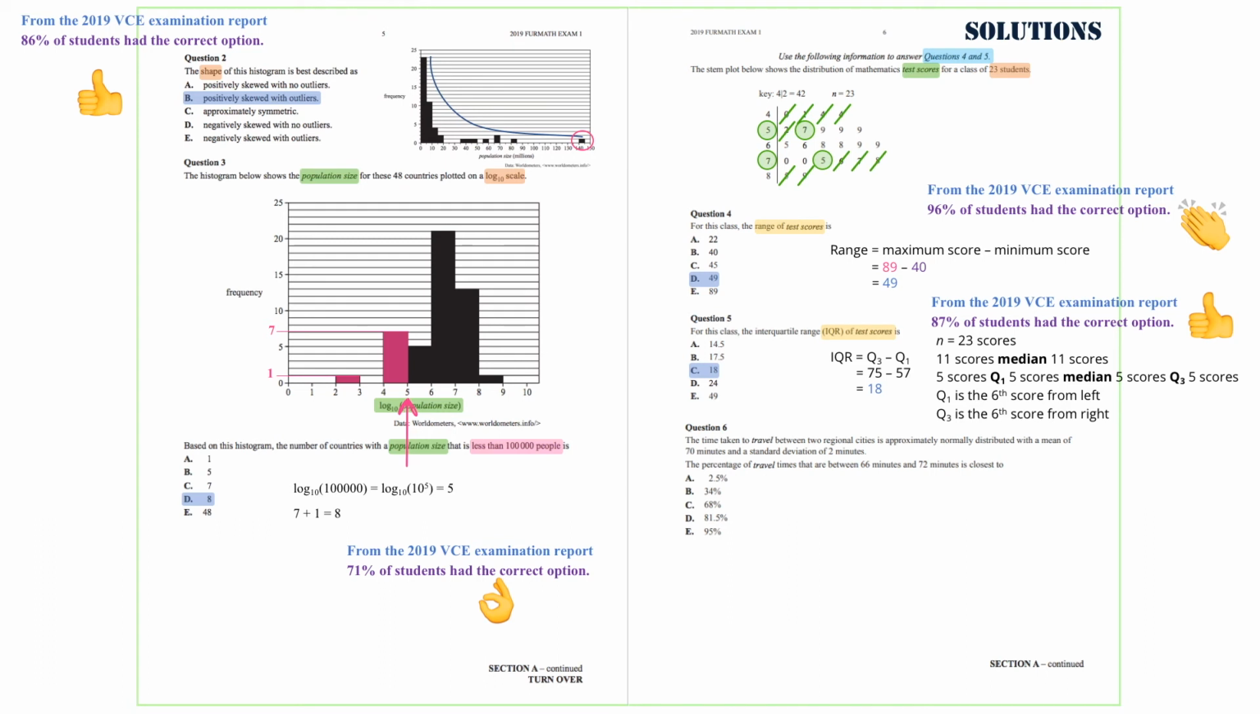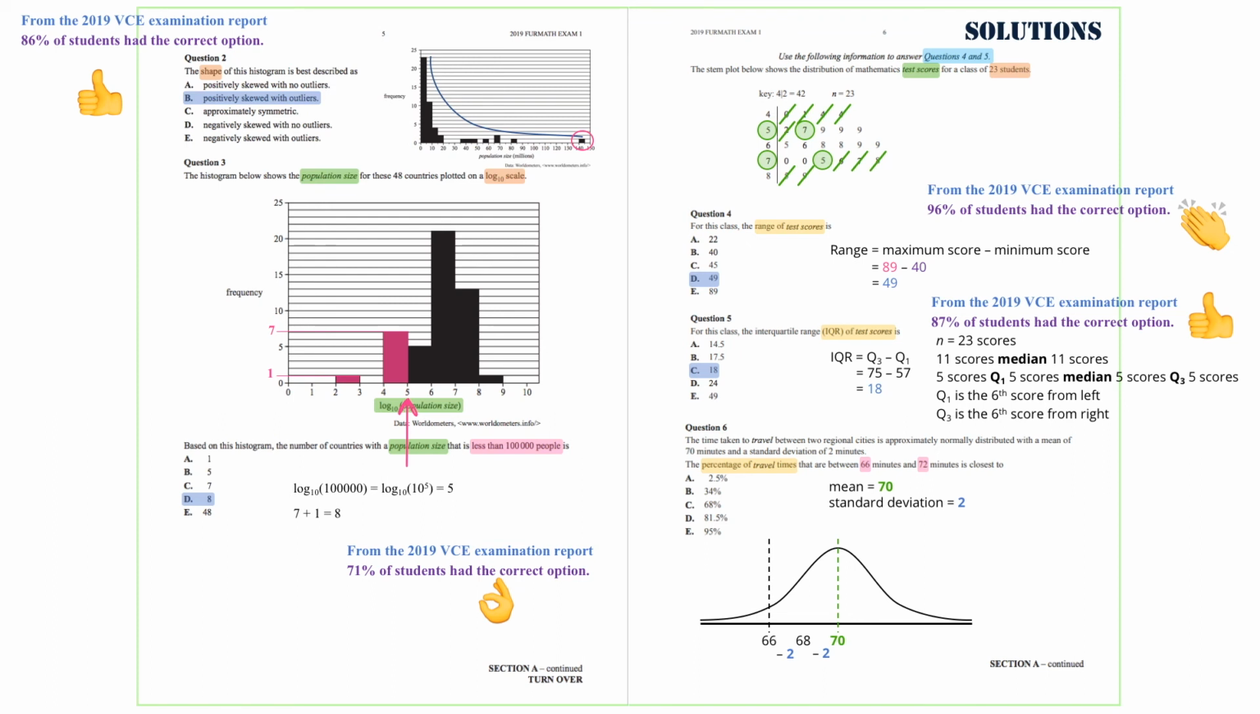In question 6, we are told that the time taken to travel between 2 regional cities is approximately normally distributed with a mean of 70 and a standard deviation of 2. We are asked to determine the percentage of travel times that are between 66 and 72 minutes. We are going to draw the curve for the normal distribution with a mean of 70. We are now going to take away one standard deviation, which is 2 minutes, to get to 68, and another one to get to 66.